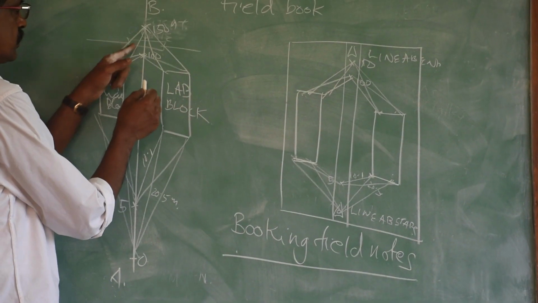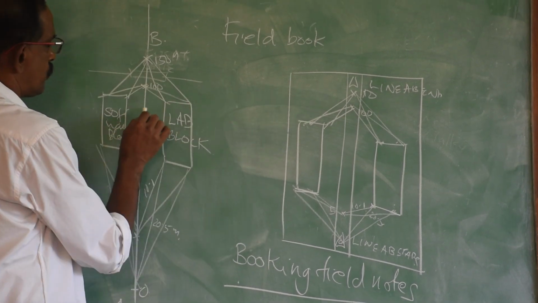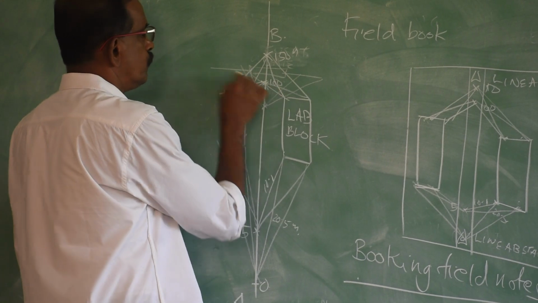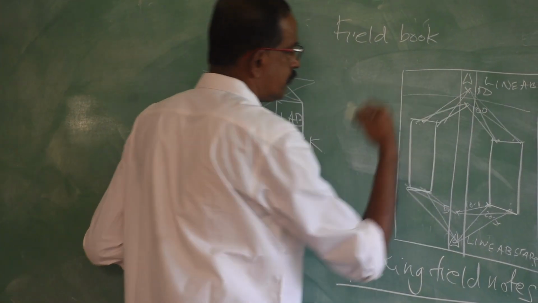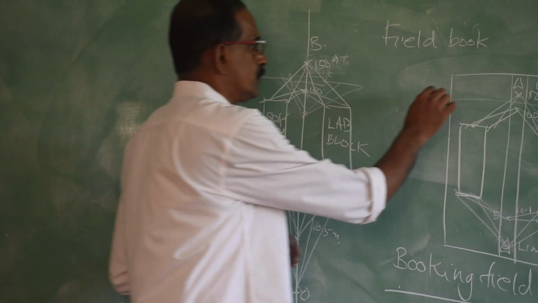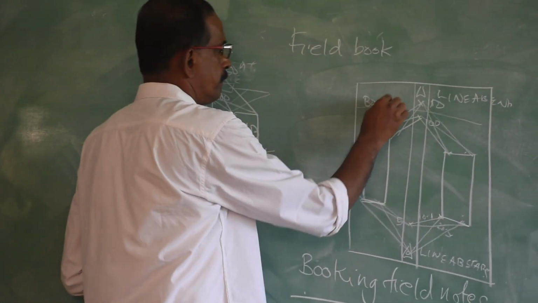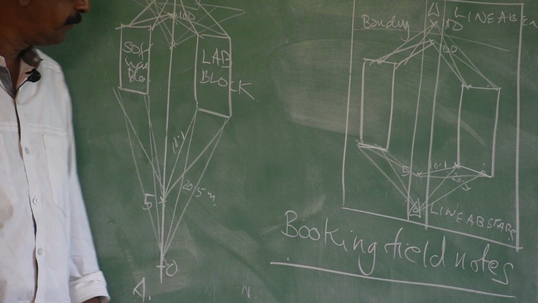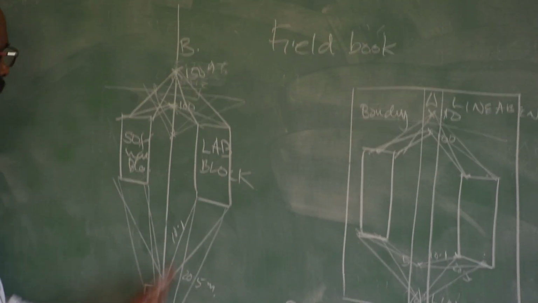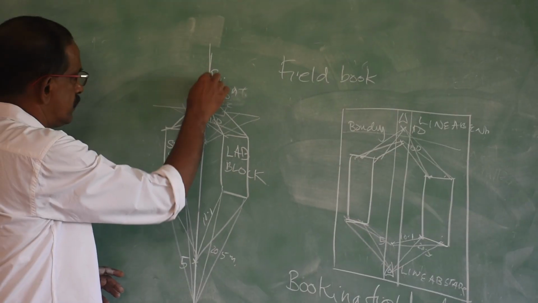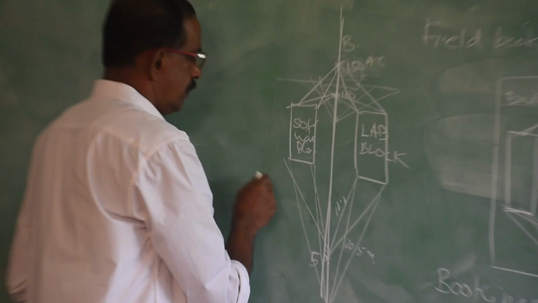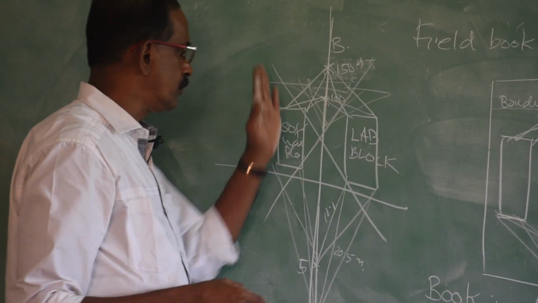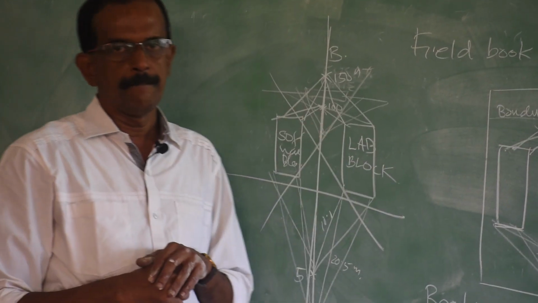If you want to measure the boundary, or mark the boundary, you take the distances to the boundary from 2 points to the different points, then you can mark the boundary also. In that case, you have to write boundary. So this procedure is called booking field notes. And there is no written rule for exactly where this baseline, the main line, should be. It can be like this, or like this, or like this. According to our convenience, you can take the main line.